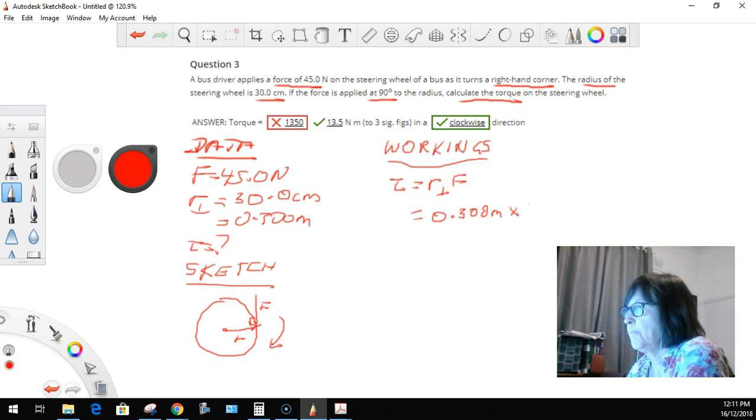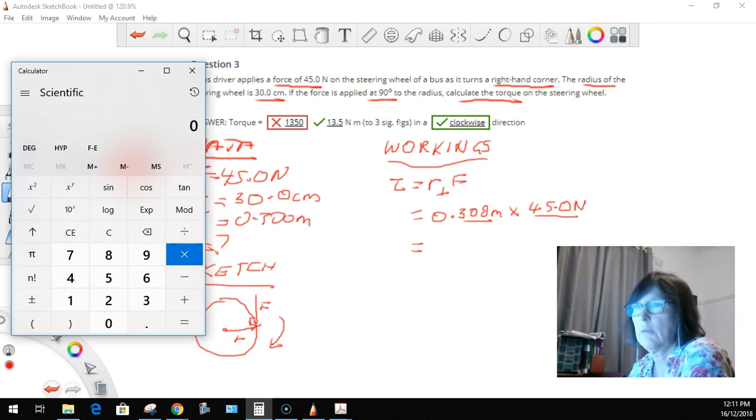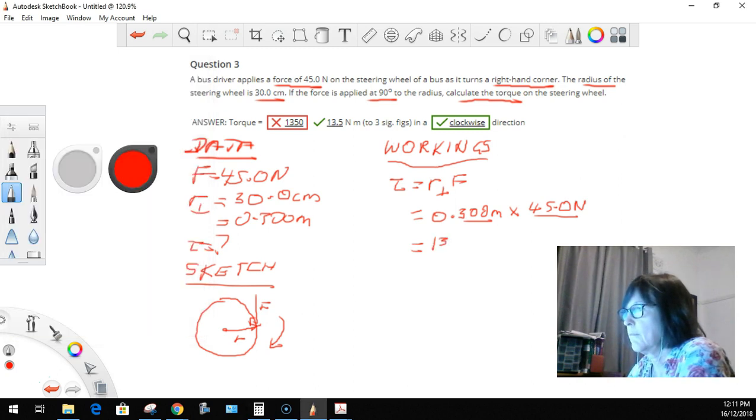values. The other thing is you need to check how many significant figures we have. We've got 3 here, 3 here, so our answer needs to be in 3 significant figures. So 13.5. And our units, Newton meters.